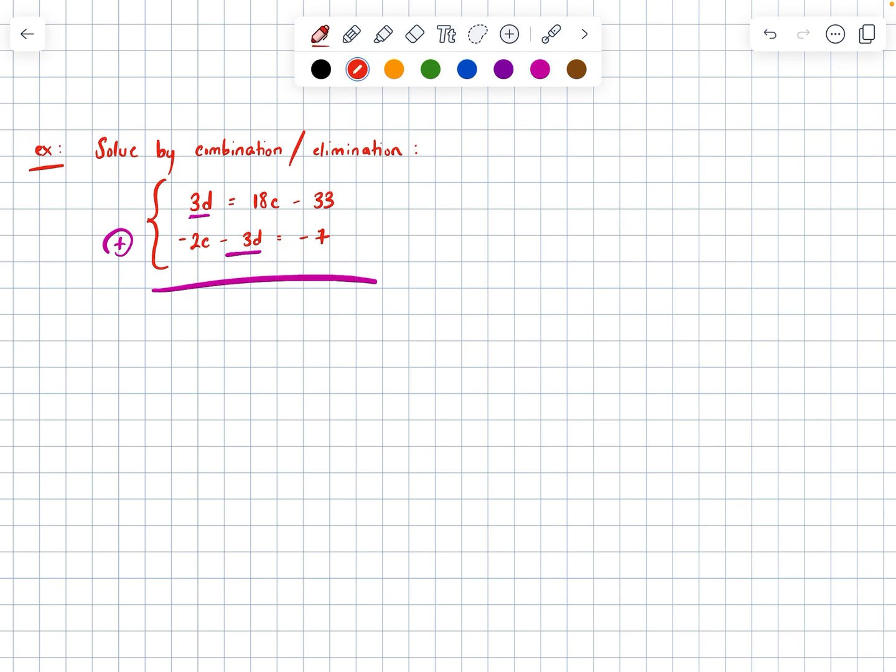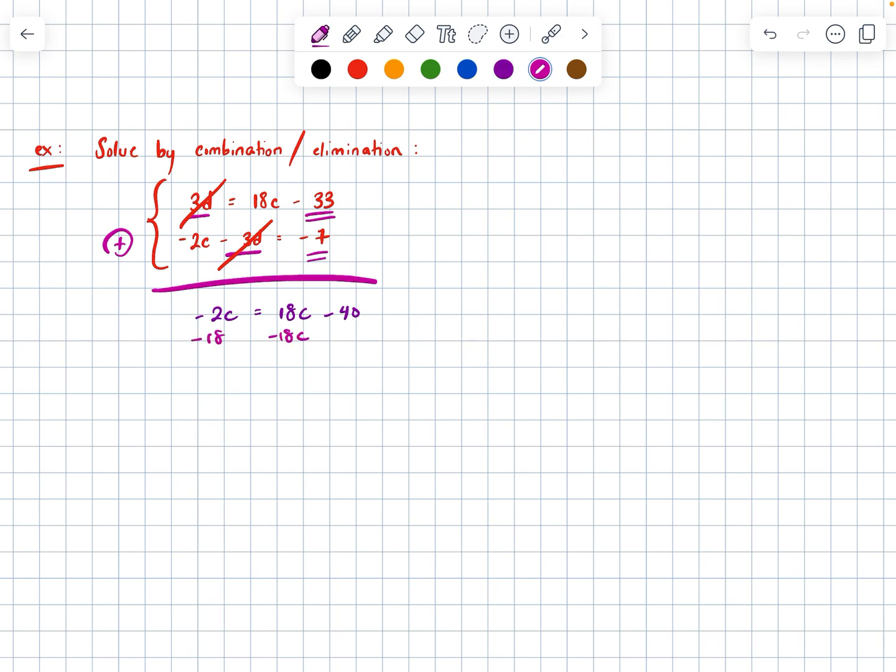Cool. So adding down on the left side, I have 3d minus 3d. These guys are going to go away. So I'm left with 0 on the left side, and then I have that negative 2c there. Let me just carry that down. On the right side, I have 18c plus there's no c's on the right side of the bottom equation, so I'm just going to carry down my 18c. And then I've got negative 33 plus negative 7. Well, that is equal to negative 40.